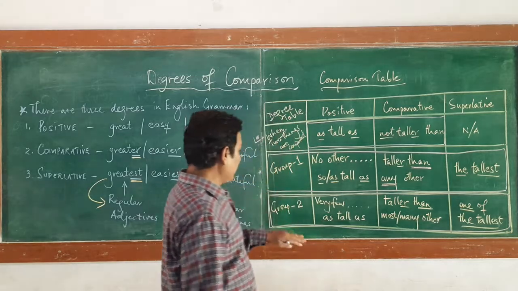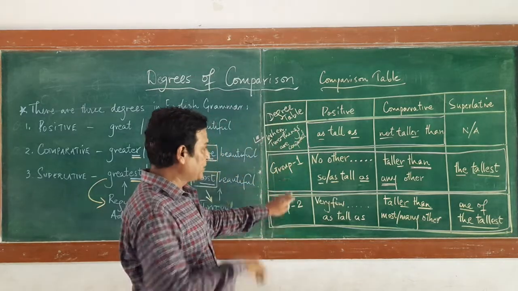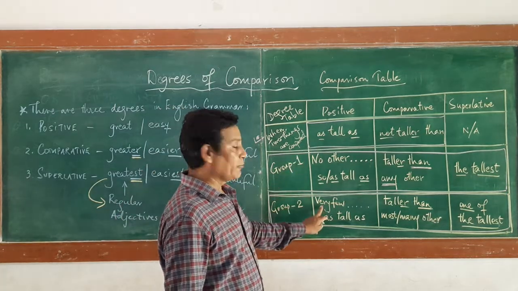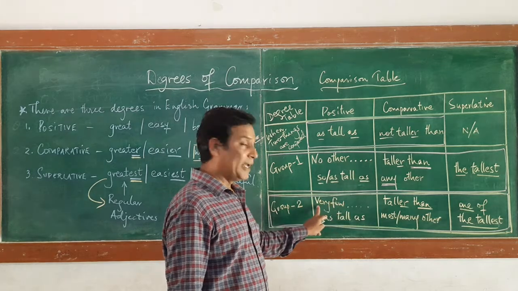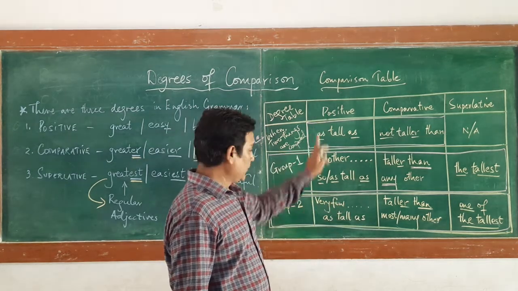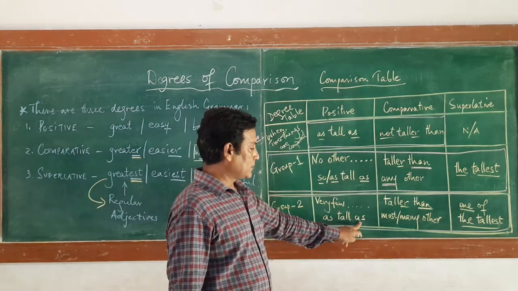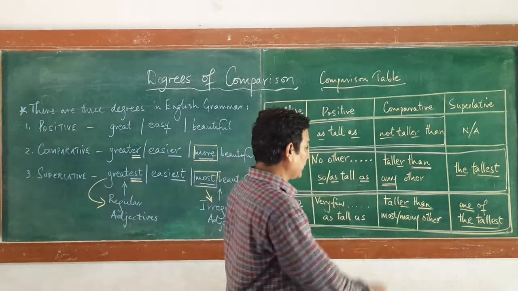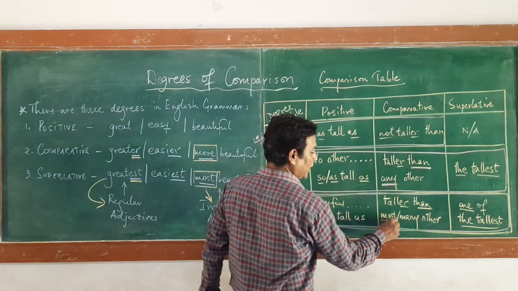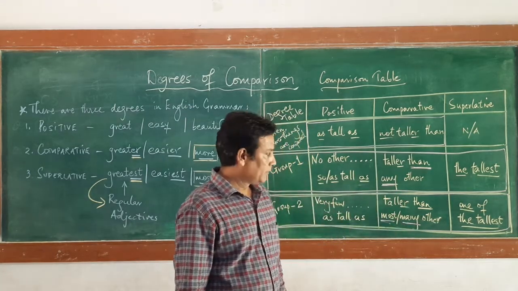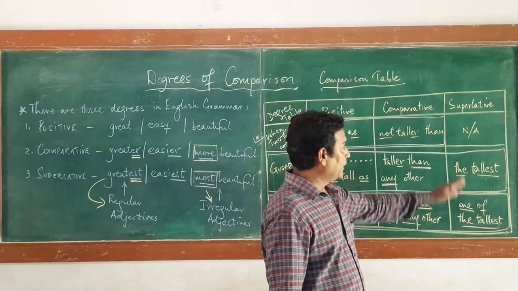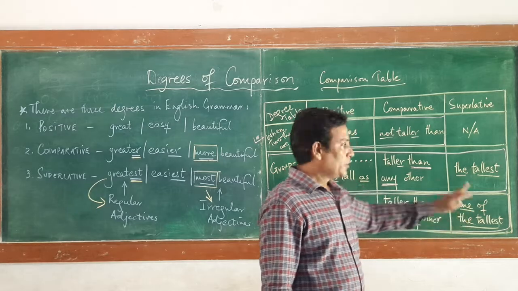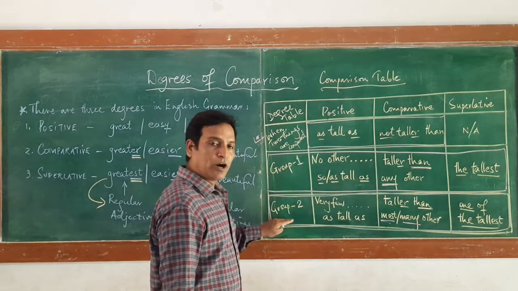Second one, in group 2, there is a differentiation between group 1 and group 2. Group 2 will always start with very few. The beginning will be with very few in the positive degree, and as tall as. In the comparative form, taller than. Remember, in group 1 it was any, here it will be most or many. And the last one, the superlative degree, will have one of the tallest. So this group is different from the other group.